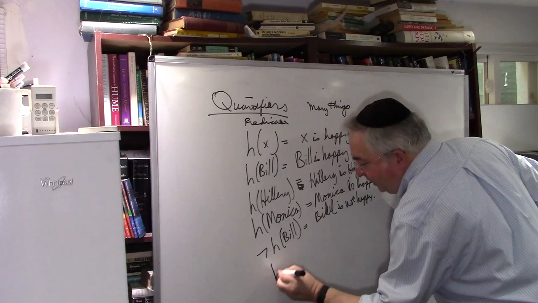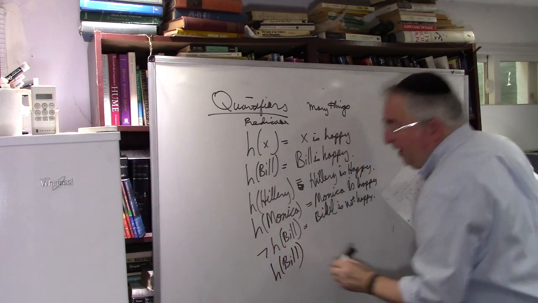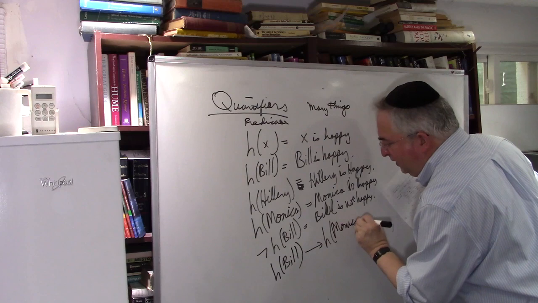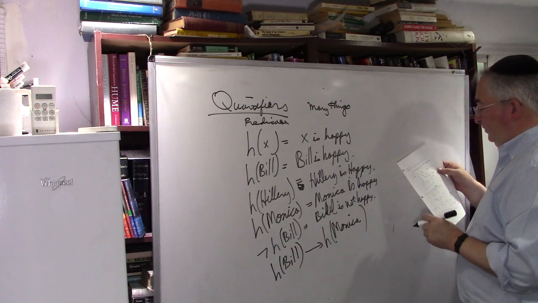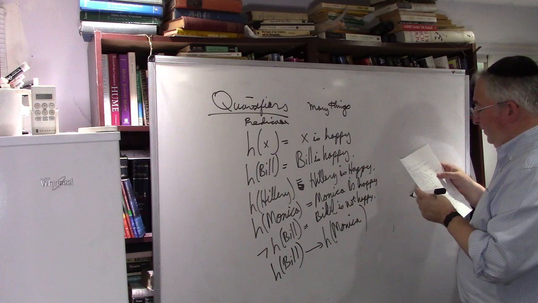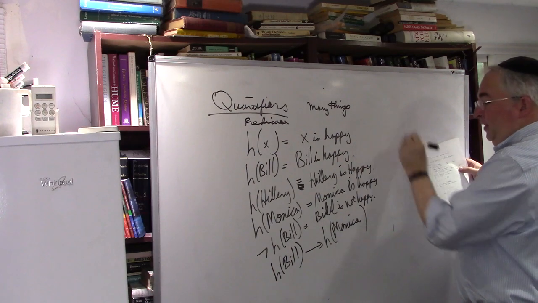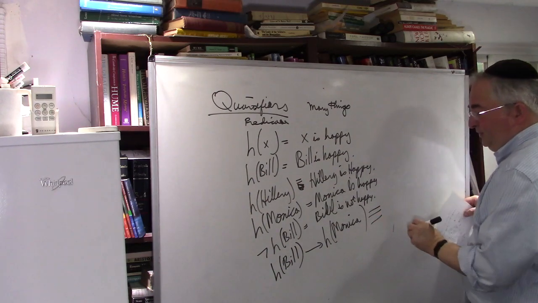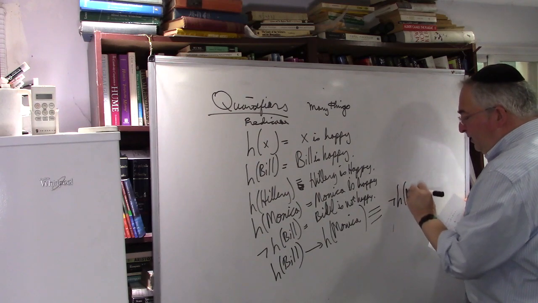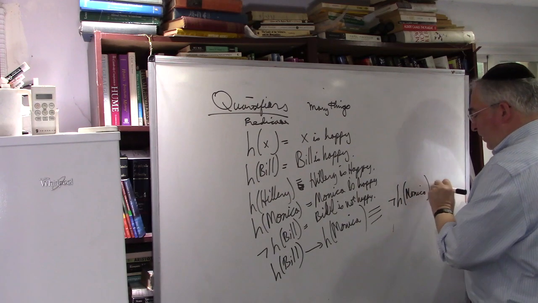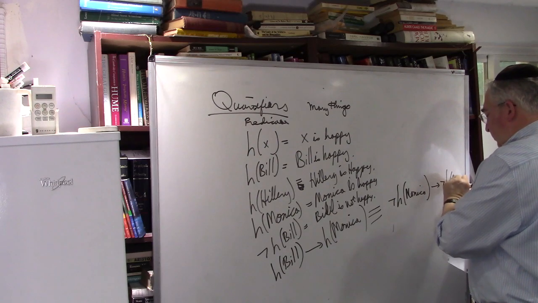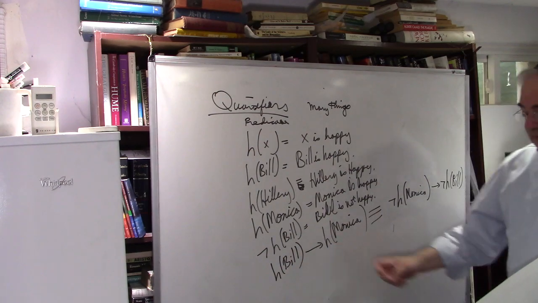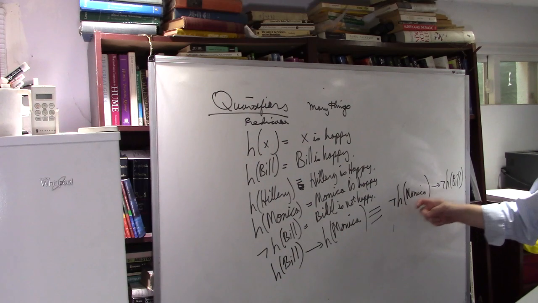For example, H. Bill: if Bill is happy, that implies that H. Monica is happy. By the way, the contrapositive of this is very important. Remember, the contrapositive is the same thing. It says, not H. Monica implies not H. Bill. If Bill is happy, then Monica's happy. That means if Monica is not happy, it must be that Bill is not happy also.